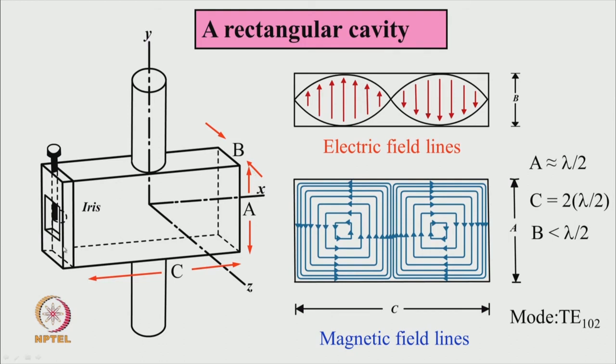Now for this rectangular waveguide, radiation enters here, gets reflected and comes out again. If the wavelength has a certain relationship to the dimensions, say the dimension A, this broader surface, is approximately equal to half of the wavelength, B is very narrow, less than half the wavelength, and C is exactly twice the half wavelength, then the standing wave pattern will have this sort of mode. The electric field lines, shown here in red, form the standing wave such that it oscillates in this AB plane, and the electric field is maximum here and here and minimum at the two surfaces, and also at the center of the cavity the electric field is maximum.